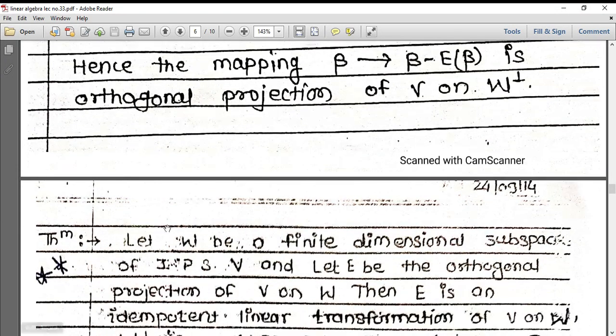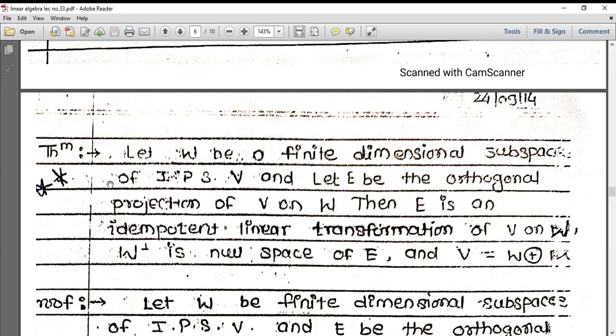And the next theorem is that: let W be a finite dimensional subspace of an inner product space V, and let E be the orthogonal projection of V on W. Then E is an idempotent linear transformation of V on W, W perp is the null space of E, and V is equal to the direct sum of W and W perp. This is the statement of the theorem.